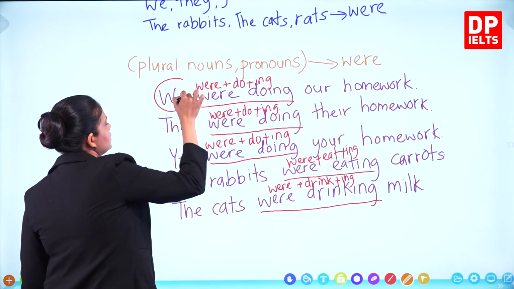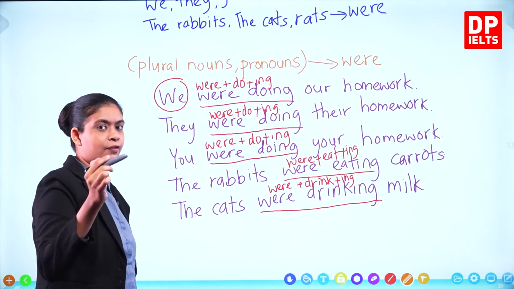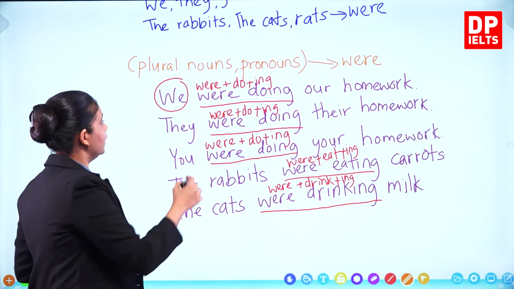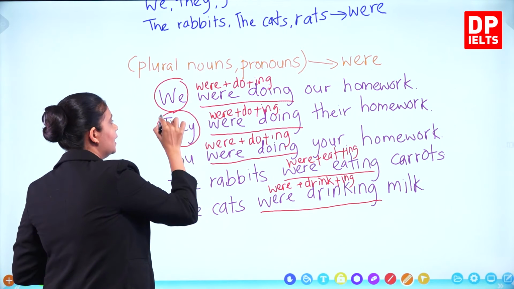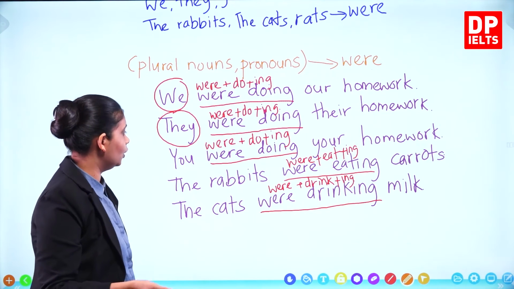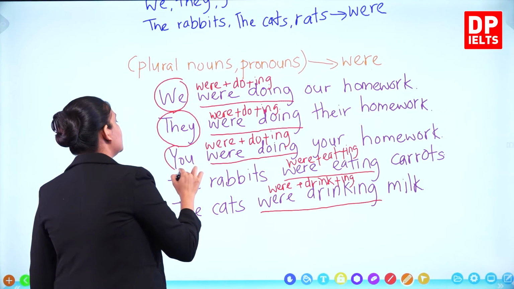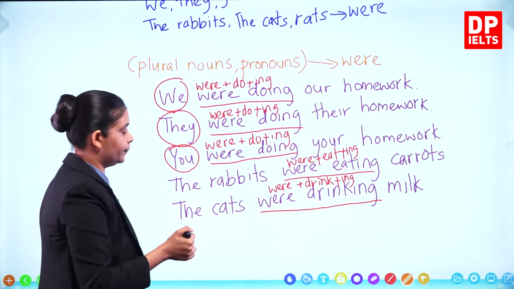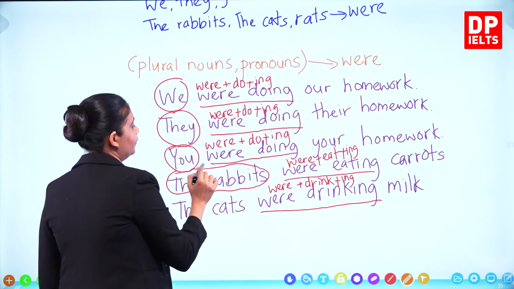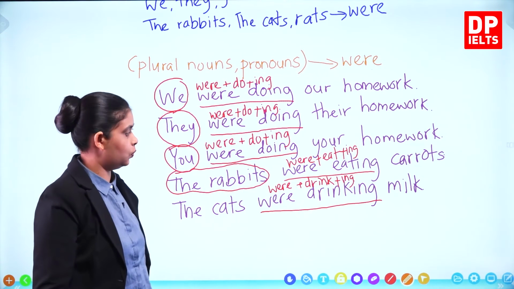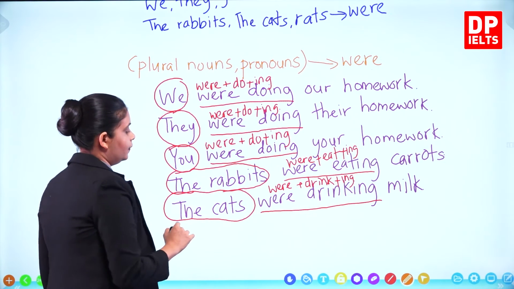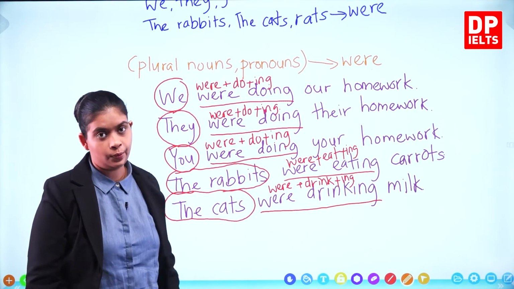So who was doing our homework? We. And if you see we is plural, there are four, we use it with were. Who was doing their homework? They. So if you can see they, plural pronoun, therefore we use it with were. You is singular but acts like a plural, therefore were. The rabbits, plural noun, and therefore it works with were. The cats, again, is plural, and therefore we use the word were.